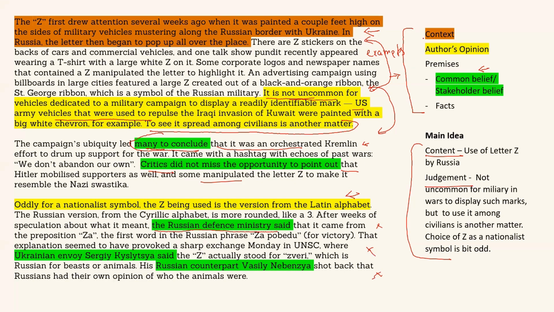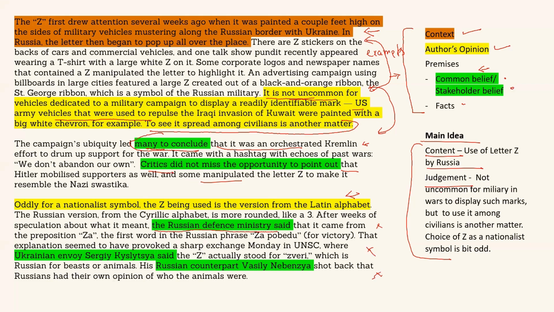Now, let us look at the organization. A context was given. Then there is the author's opinion, and to support the author's opinion on something, the author has cited common beliefs, stakeholder beliefs, and given some facts. This is what forms the gist of the passage in terms of organization. Now the main idea, the content of the passage, is the use of the letter Z by Russia. That's the content. And what is the author's view about it?